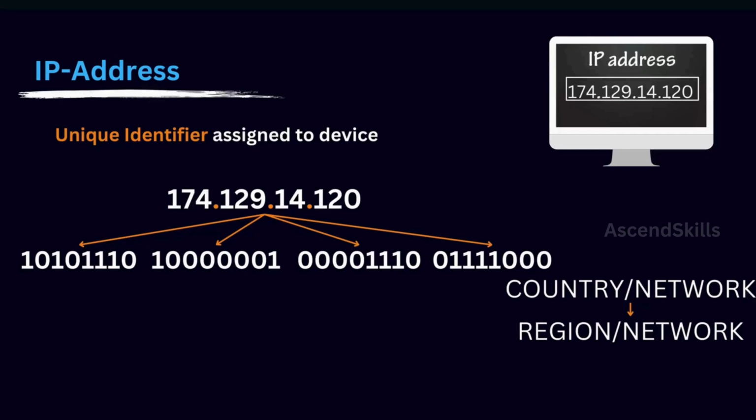The third section deals with the subnetwork, identifying a more specific part of the network, like a division within a company or a particular geographic area. Finally, the last segment refers to the actual device on the network, like your phone, laptop, or server, which is the final recipient of the data.